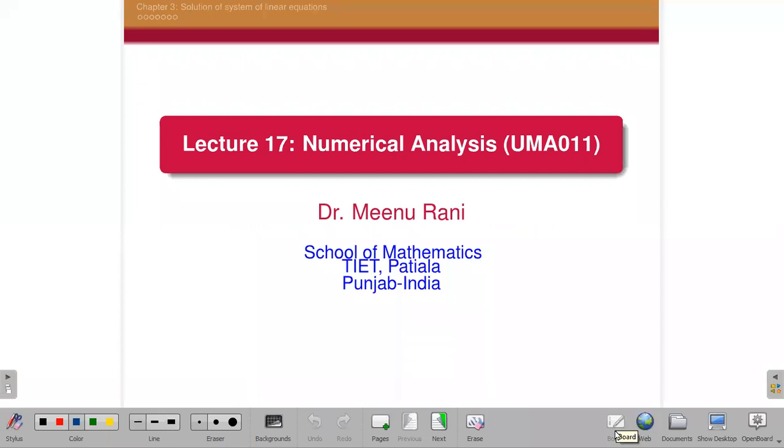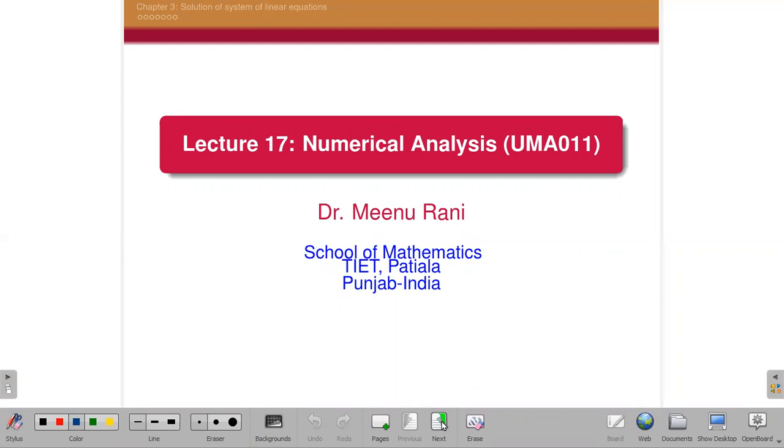So this is the next lecture of the third chapter. In the previous lecture, we discussed partial pivoting. We will use two strategies to reduce the error in the approximation of the solution of the linear system of equations. The first strategy we have already done, that was partial pivoting, and the second one is scaled partial pivoting, which we will discuss in this lecture.